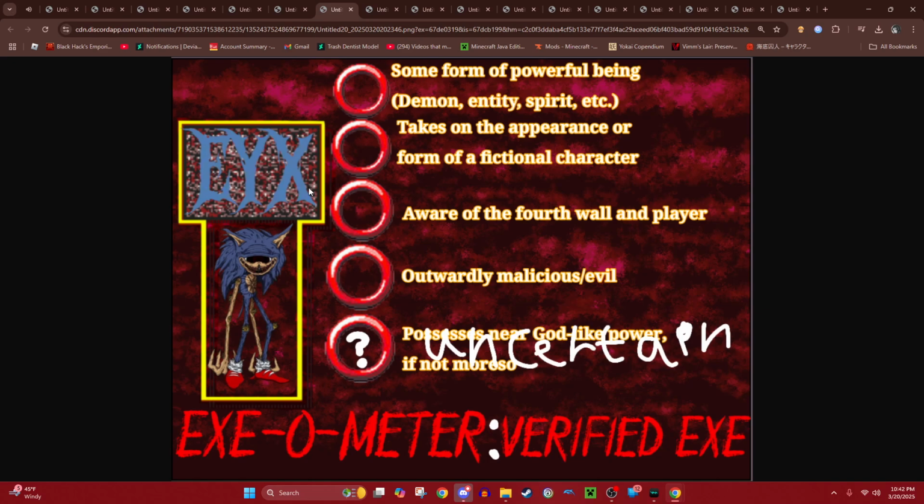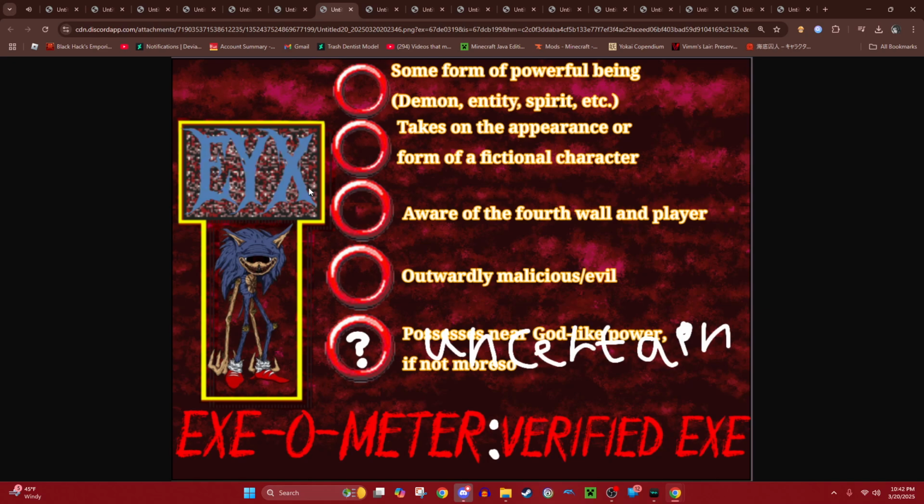Then we're on to the second ring. Do they take on the appearance or form of a fictional character? Now, this one is a bit tricky, and it makes me have to address something that will show up later with the other entries. First off, taking on the appearance or form of a fictional character: when I say that, I refer to, did they purposefully change their own form to resemble this character, or did they purposefully choose to disguise themselves as this character?